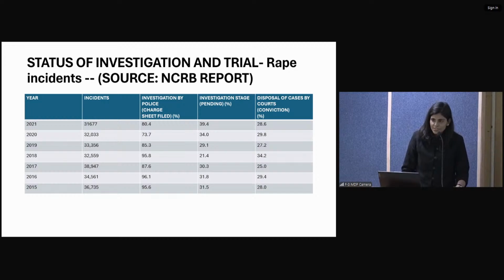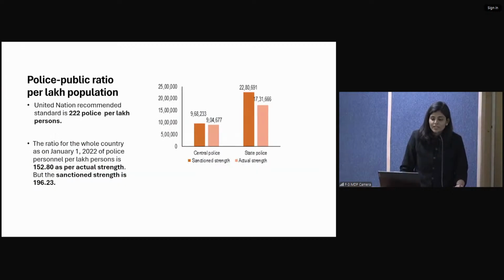As we can see from this table, the cases where investigation has started, or we can say the charge sheets have been filed, is suppose X percentage, and the final conviction is 1 by 3% only. So, the main concern of this paper is that I have studied the gap that has not resulted in the conviction rate. Secondly, the police public ratio per lakh population: as per the United Nations, the recommendation is 222 police per lakh persons. And the ratio for the whole country as of January 2022 of police personnel per lakh persons was 152.8 as per the actual strength. But the sanctioned strength is 196.23.